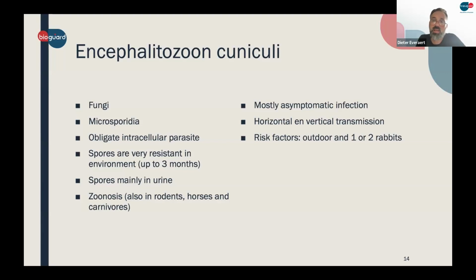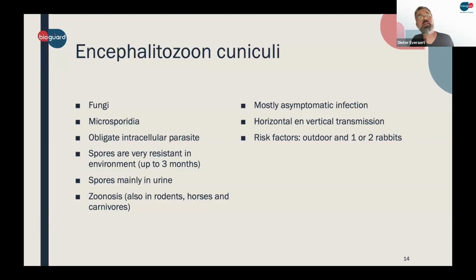So you can have a horizontal and a vertical transmission. Horizontal, as said, mainly by urine, and vertical infection during pregnancy. What is really important to know is that with a vertical infection, the antibodies most of the time are quite low, both IgG and IgM, and the problem mainly is an eye infection, mostly causing a cataract.